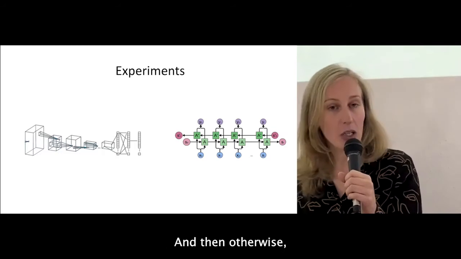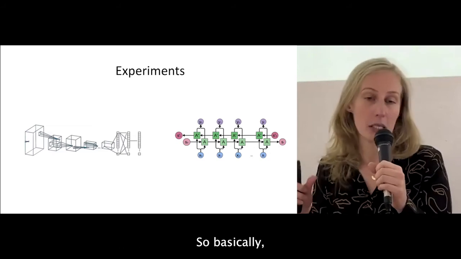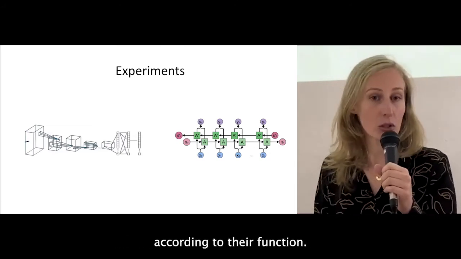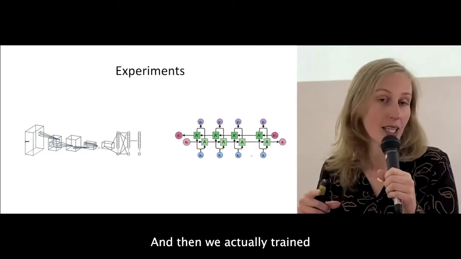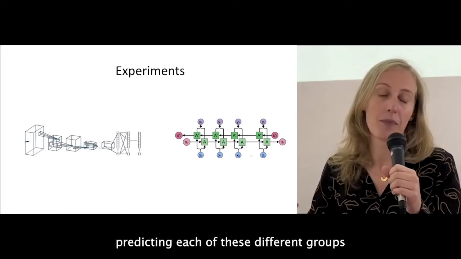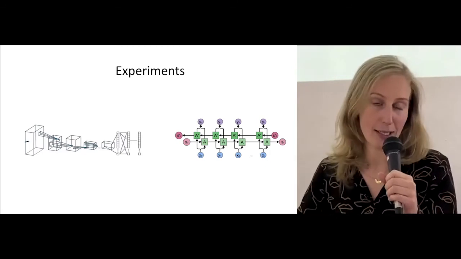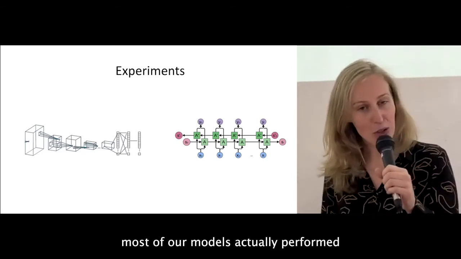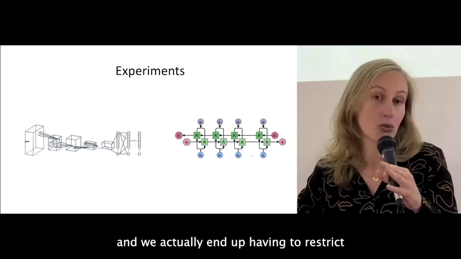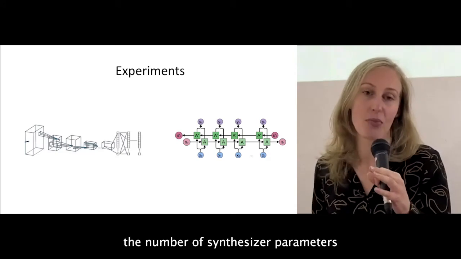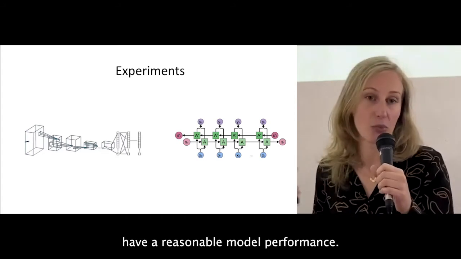And then otherwise, we also experimented with training parallel models. So basically, we're grouping the synthesizer parameters according to their function, so in what way they influence the sound. And then we actually trained different models in parallel, predicting each of these different groups of parameter settings, allowing these models to specialize. But at the end of the day, most of our models performed fairly similarly, and we ended up having to restrict the number of synthesizer parameters that were allowed to vary to have a reasonable model performance.